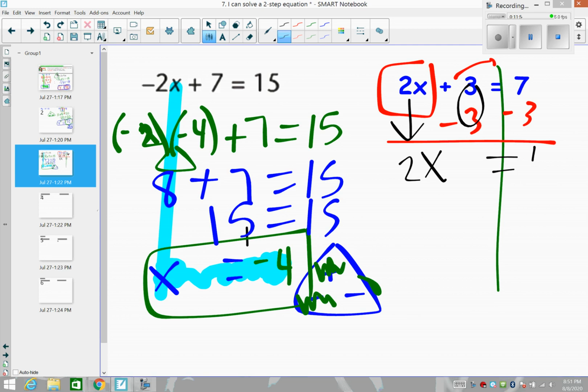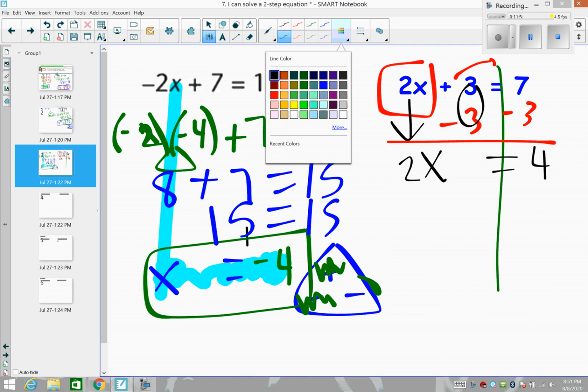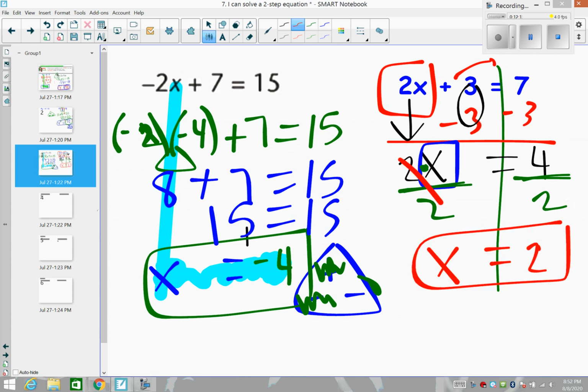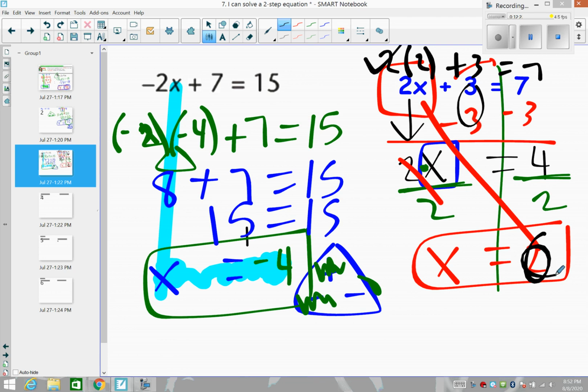7 minus 3 is 4. Build house, build fence, clean yard, clean yard. The operation here is multiply. We need to get rid of that 2. And the only way to get rid of that 2 is to divide. Copy, paste. So we end up with x is equal to 2. So we're going to plug it in. And we have 2 times 2 plus 3 equals 7. Yes. So we know that 2 is the solution.